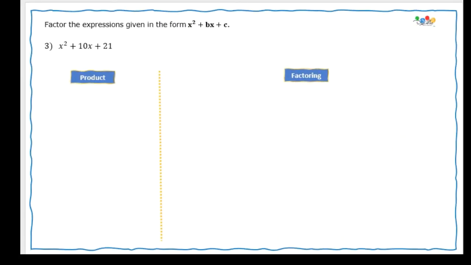Hello students, so let's continue with factoring. Our next problem is x squared plus 10x plus 21.